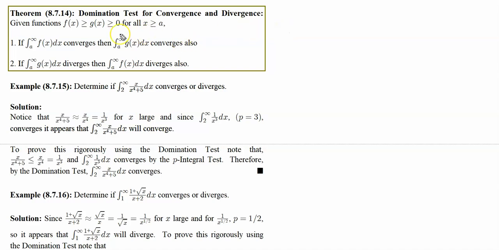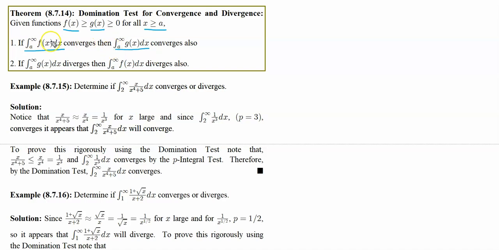So the test makes this statement. If we're given two functions, f of x and g of x, in which f of x is larger than g of x, and they're both bigger than or equal to 0, so their graphs have to lie above the x-axis, for all x bigger than or equal to some fixed value a. Then we have these two statements. If the improper integral of f of x from a to infinity converges, then the improper integral from a to infinity of g of x also converges.